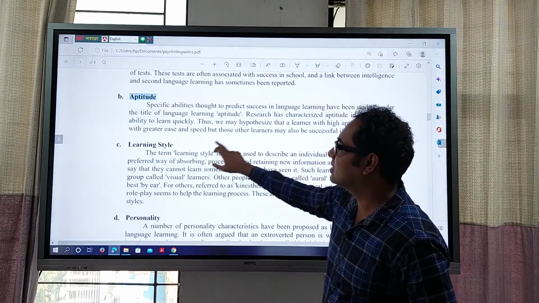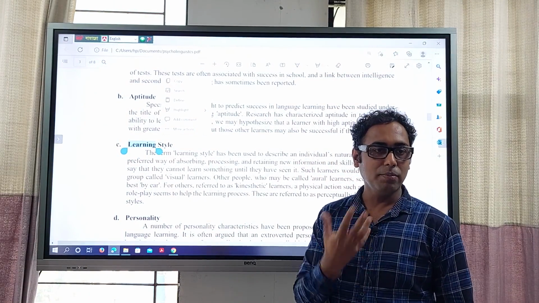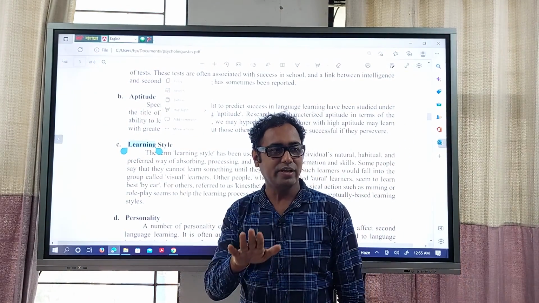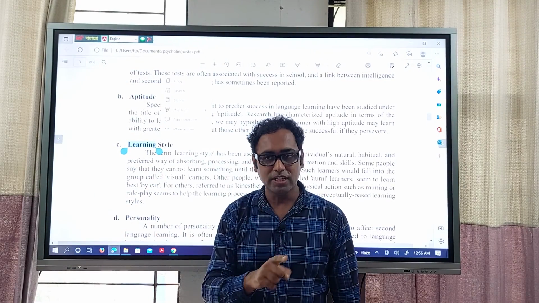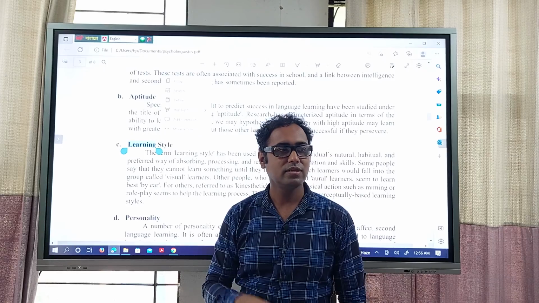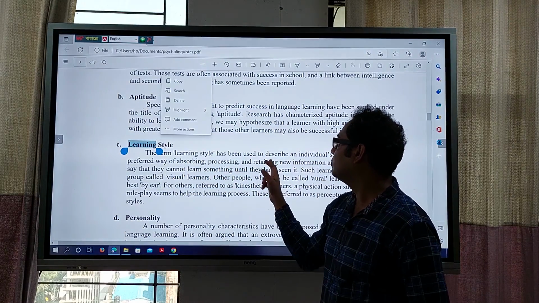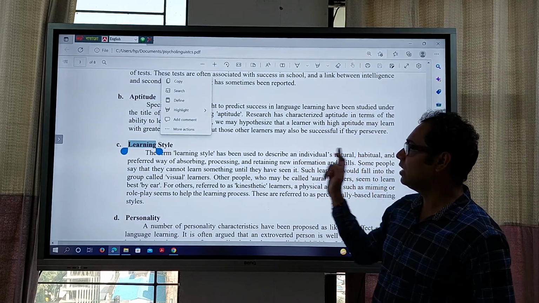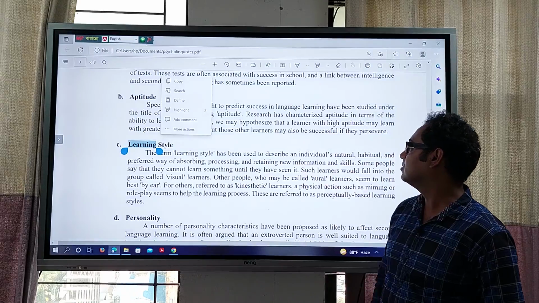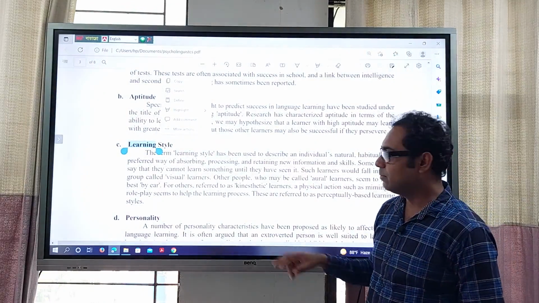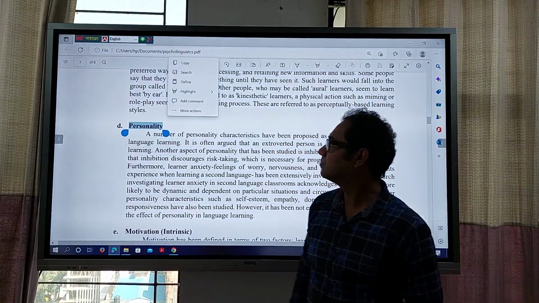Then comes learning style. How do you learn? You learn best when teachers guide you. You learn best when you study alone at home. You learn best when you discuss with your friends. It varies from one person to another person. So the term learning style has been used to describe an individual's natural, habitual and preferred way of absorbing, processing and retaining new information. That's it. Amazing. Personality.